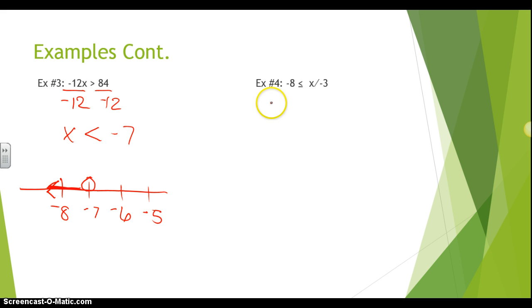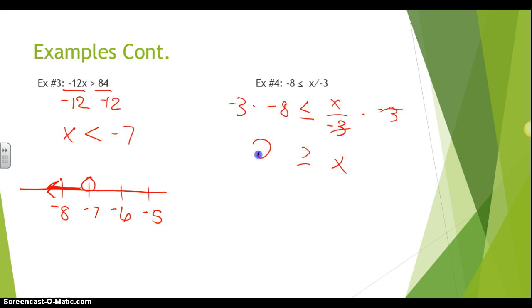The next example, we have -8 is less than or equal to x over -3. We want to get x by itself. We're now multiplying both sides by a negative value. To make this inequality true, we're multiplying by a negative, so we will have to flip the inequality sign. These -3's cancel, so on the right I have x. I'm going to have to switch the sign, so it's less than or equal to. I'm going to make it greater than or equal to.